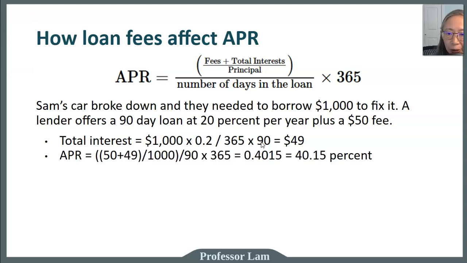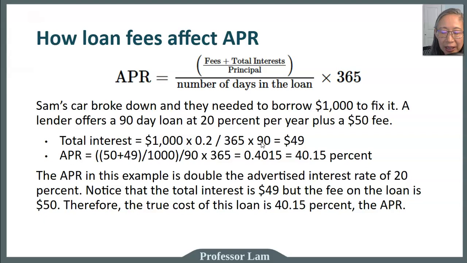So the total fee is $50 plus the interest of $49, divided by the $1,000 that Sam borrowed, divided by the number of days in the loan, which is 90, times 365 days in a year, and you get 40.15%. So this is what the lender, a regulated lender, will have to disclose as the APR. So it is not 20%.